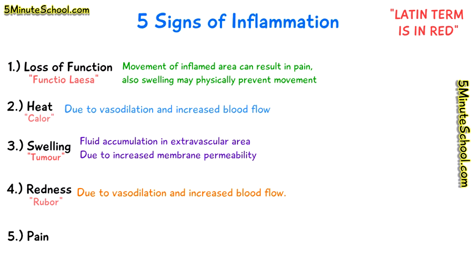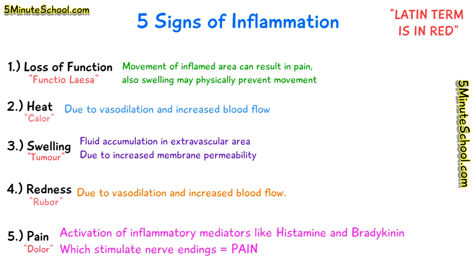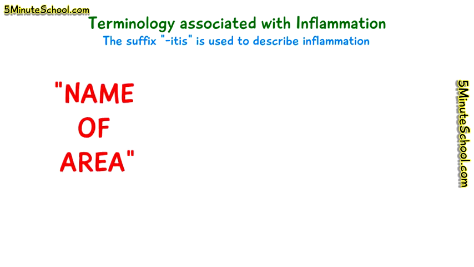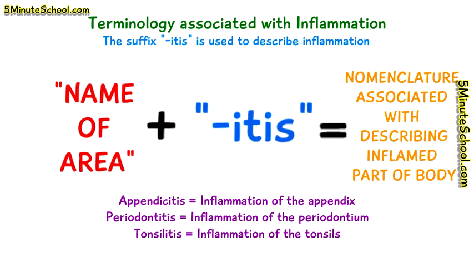And we have pain, and that's largely due to the activation of the inflammatory mediators such as bradykinins and histamine, which stimulate nerve endings. In general, when a location of the body is inflamed, it's given a specific name. This is usually the name of the area, followed by the ending "itis." For example, appendicitis is inflammation of the appendix, periodontitis is inflammation of the periodontium, and tonsillitis is inflammation of the tonsils.